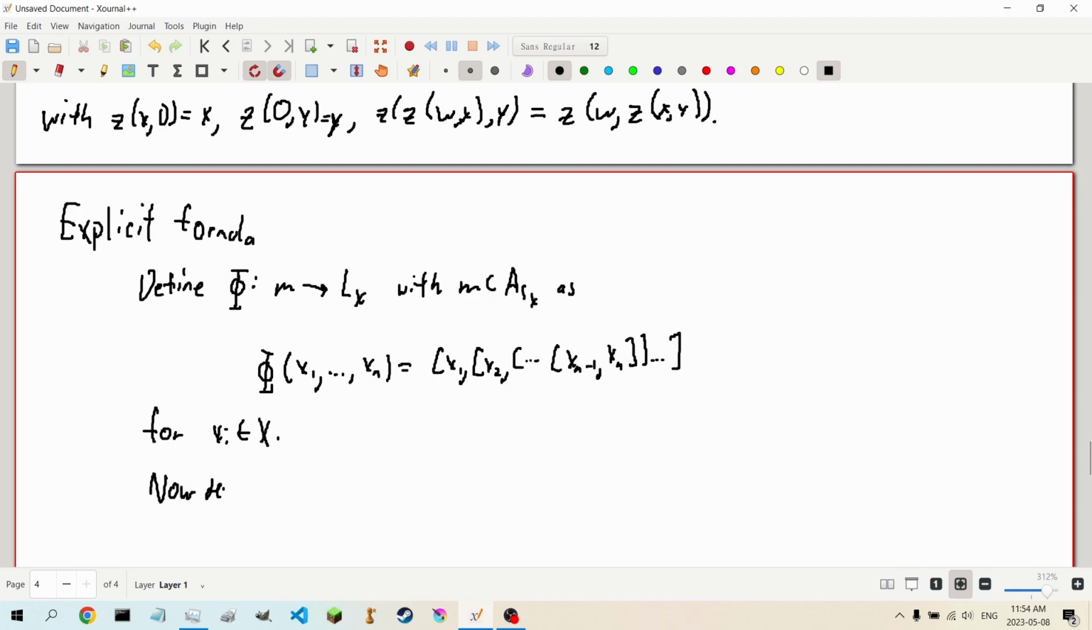Now we're going to define lowercase phi from M to the free Lie algebra of X as being just, it acts on the series in the same way, essentially just scales capital phi down by the number of components.